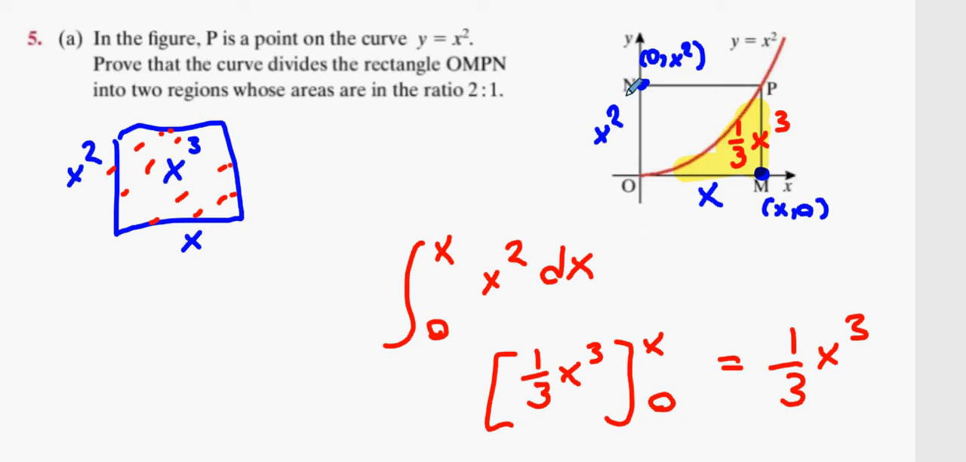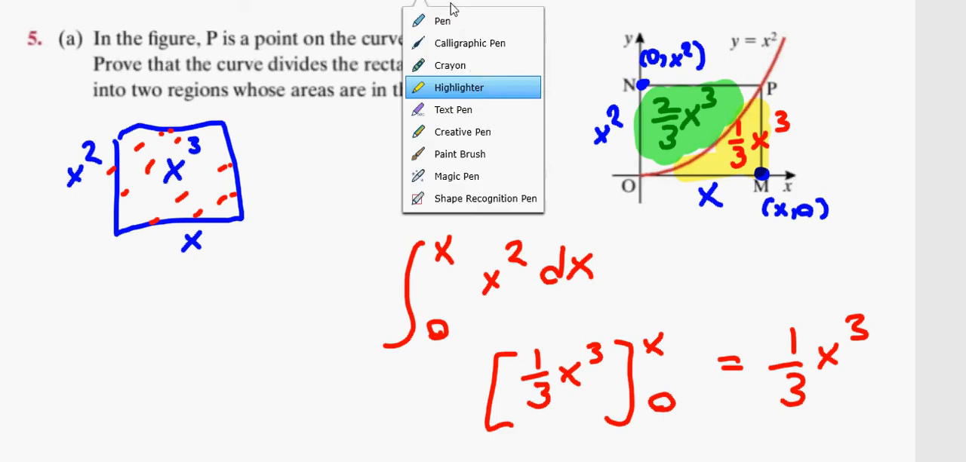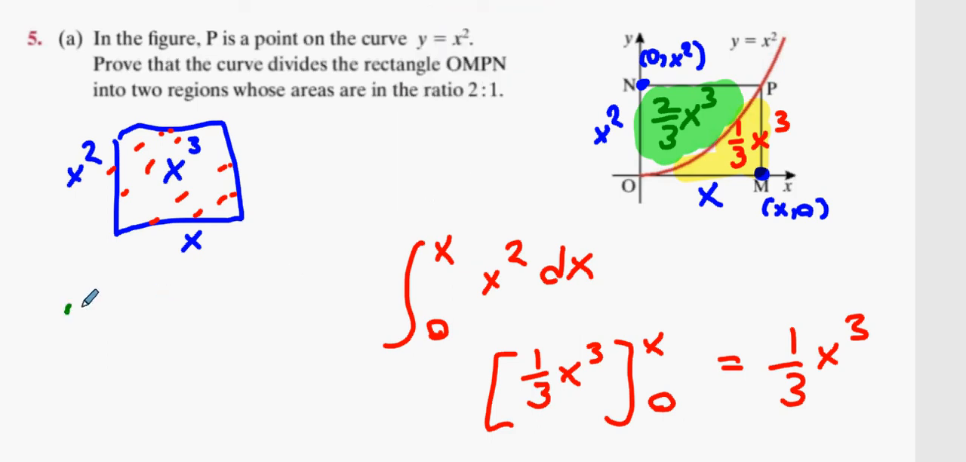What does that make the other area then? Because it has to add up to give you x cubed. That will make this area 2/3 x cubed. And therefore, what would be the ratio of the green area compared to the yellow area? 2 is to 1. You can say 2/3 x cubed is to 1/3 x cubed, and that is a ratio of 2 is to 1. Wasn't too bad in the end, was it? Let's keep going.